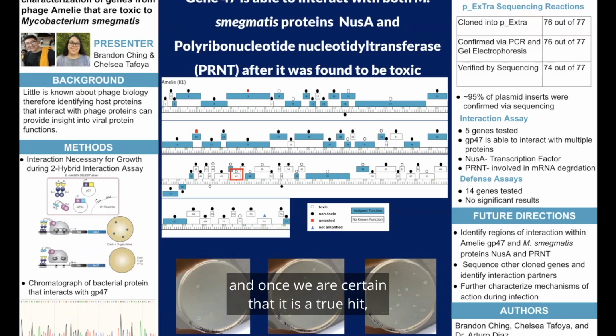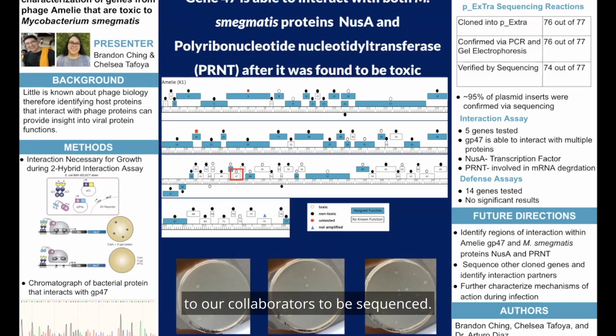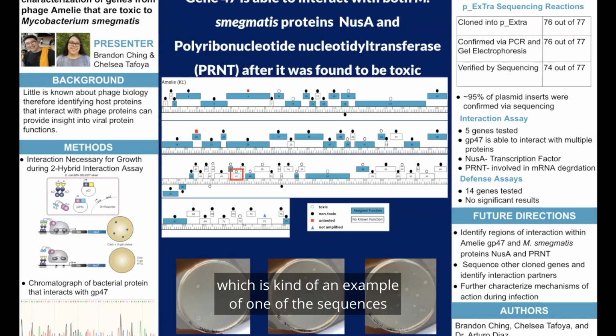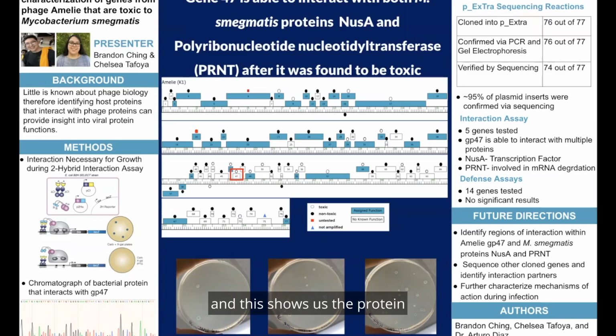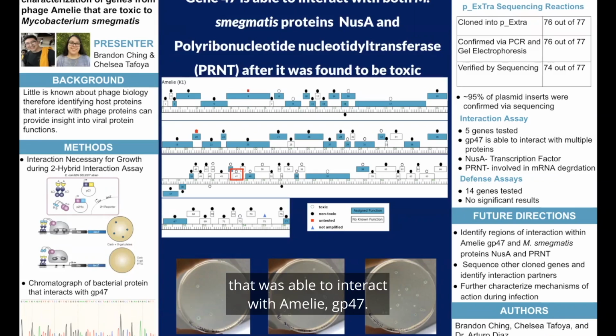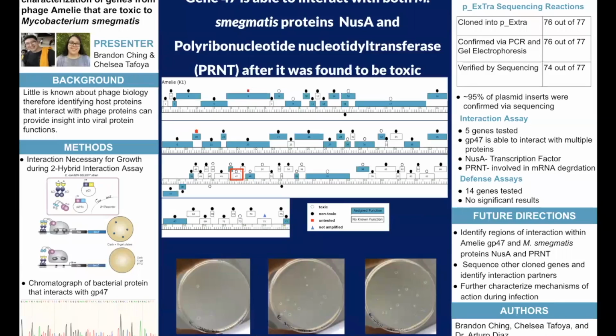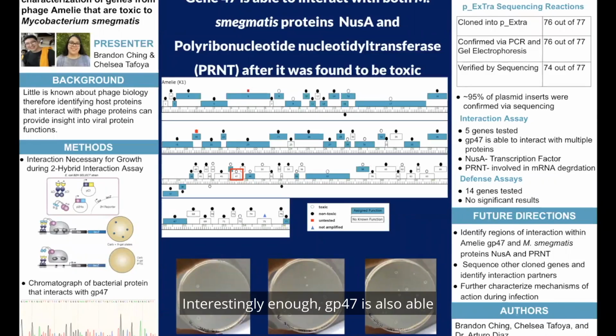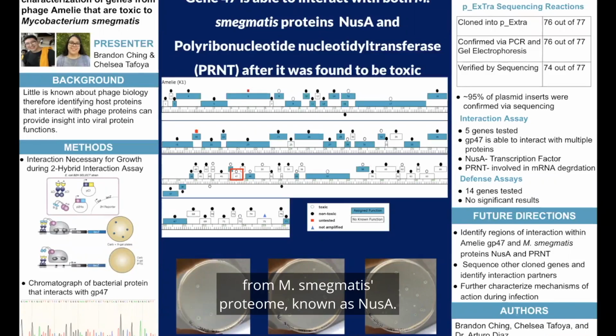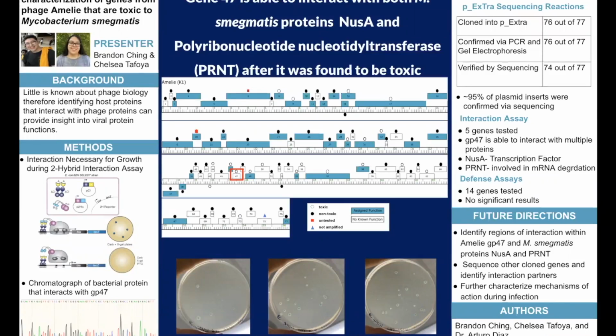Once we are certain that it is a true hit, we then perform a sequencing reaction and send it to our collaborators to be sequenced. Pictured below that is a chromatograph, which is an example of one of the sequences that we received back from our collaborator. This shows us the protein that is able to interact with Amelie GP47. Interestingly enough, GP47 is also able to interact with another protein from M. smegmatis' proteome known as NUS-A.